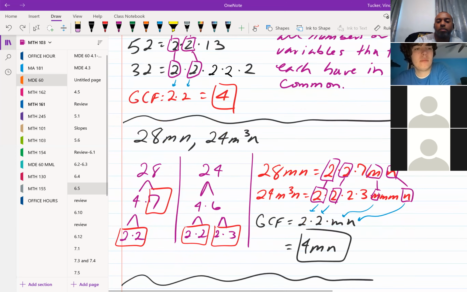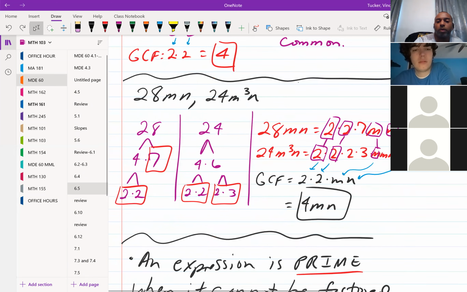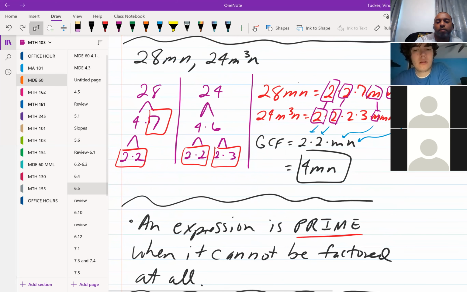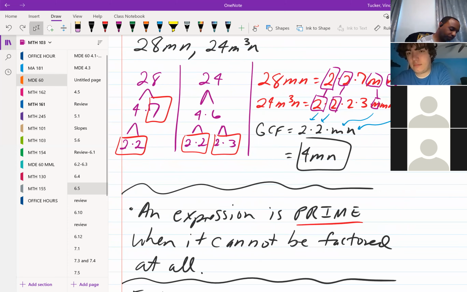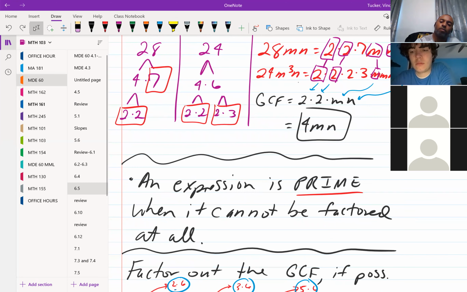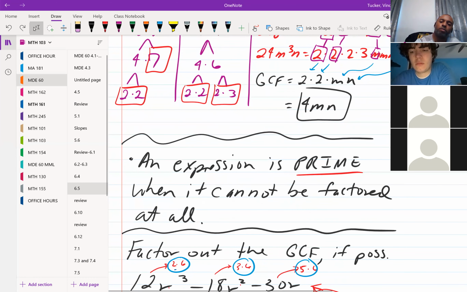All right, can we scroll up? So we're gonna do more with that in a second. But we do want to introduce what it means to be prime. It says an expression is prime when it cannot be factored at all, like done with that last problem.